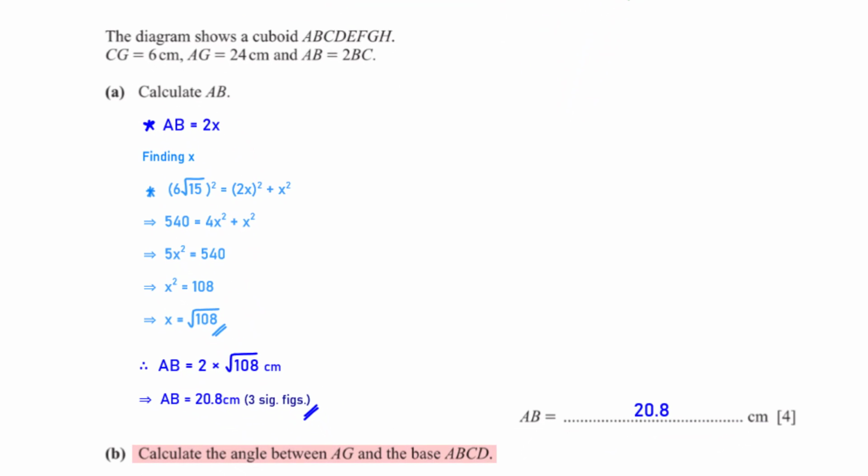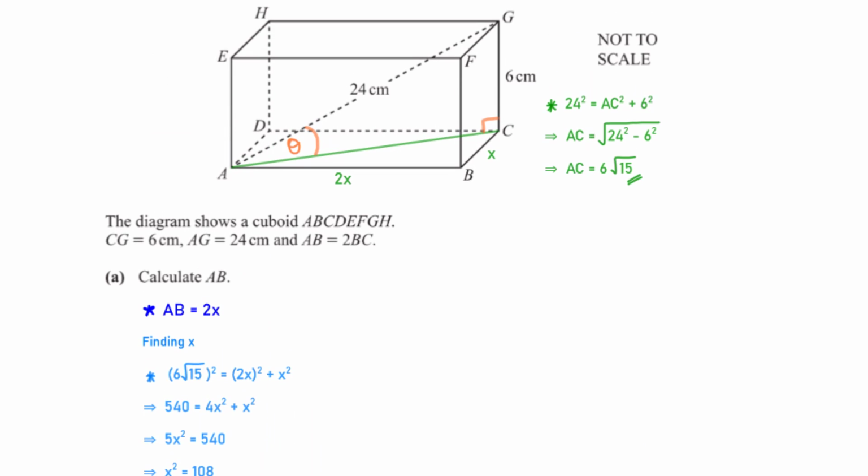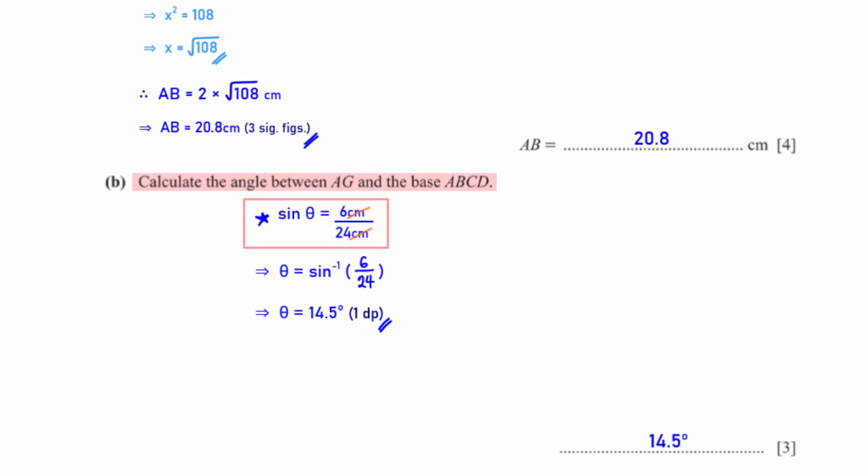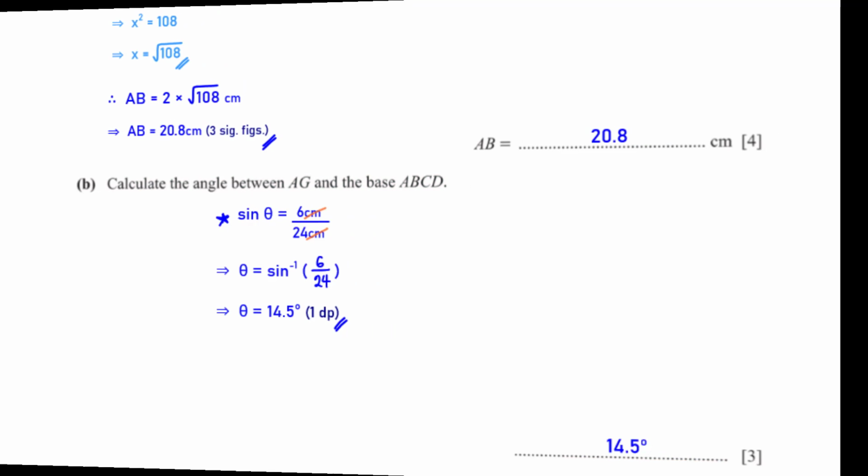Calculate the angle between AG and the base ABCD. On the diagram, we've labeled the angle between AG and the base as theta. To get theta, we apply SOHCAHTOA. This gives us sin theta equals 6 centimeters divided by 24 centimeters. When we make theta the subject, this is what we get. When we type this into the calculator, we get 14.5 degrees, rounded to 1 decimal place.